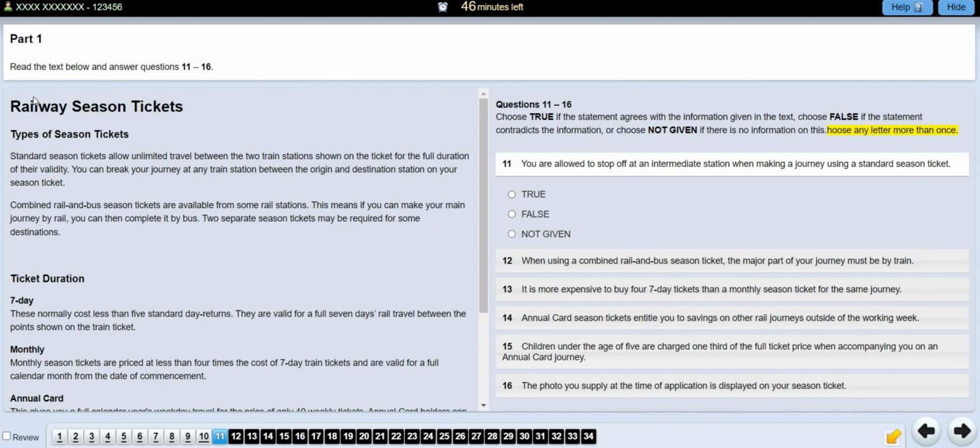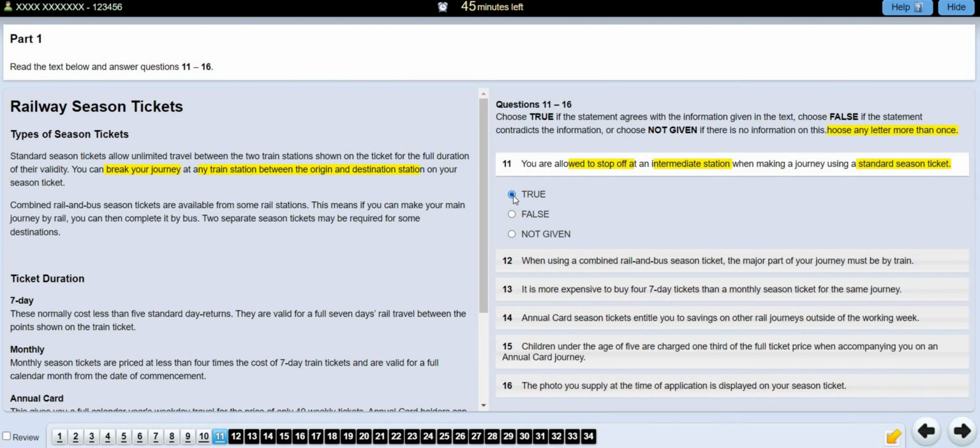46 minutes left. So, railway season tickets, true and false. You're allowed to stop off at the intermediate station. Standard season tickets allow unlimited travel between the two train stations for the duration of the validity. You can break your journey at any train station between the origin and destination of a season ticket. So yes, you are allowed to stop off at the intermediate station.